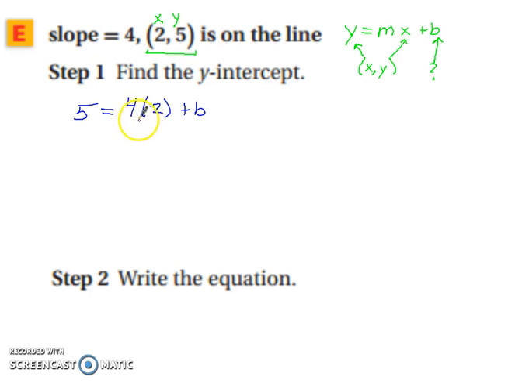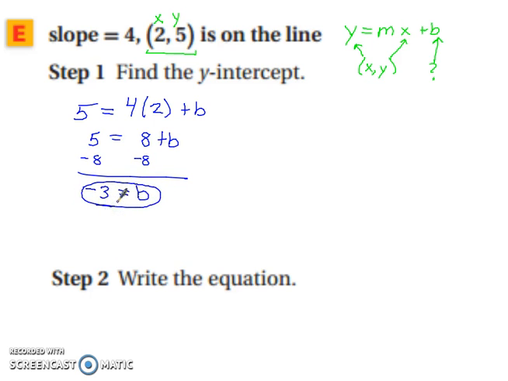Now we just have to simplify. So 4 times 2 is 8. So we have 8 plus b equals 5. Now we can subtract 8 from both sides, leaving us with negative 3 equals b. Now that we have our b value, we can write this in slope-intercept form. So we have y equals our m, which is 4, so 4x, and then plus negative 3, so minus 3.